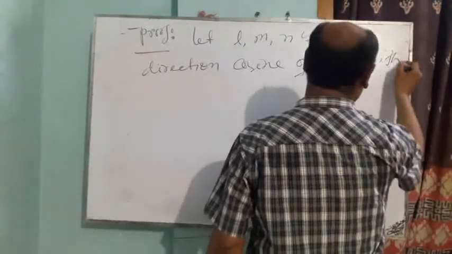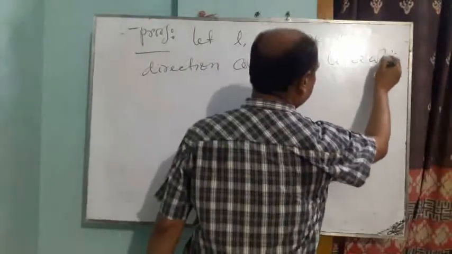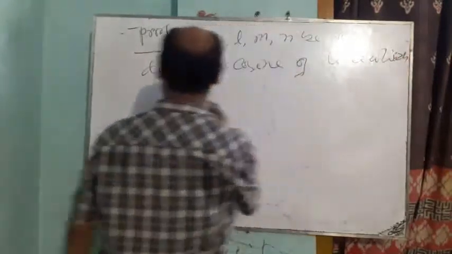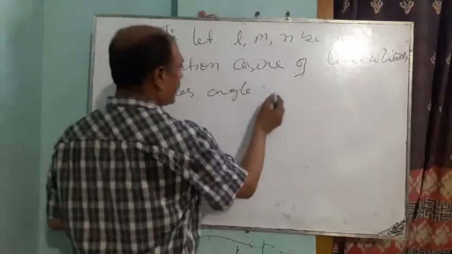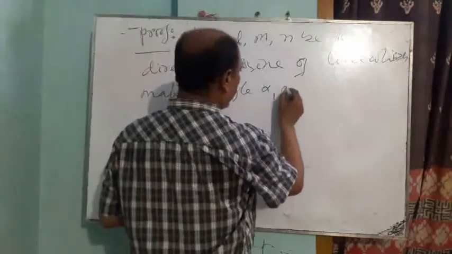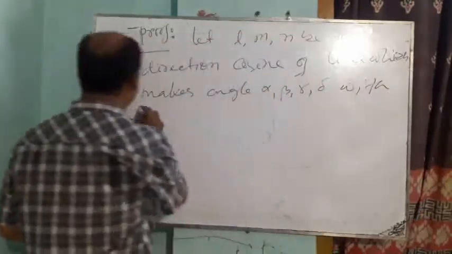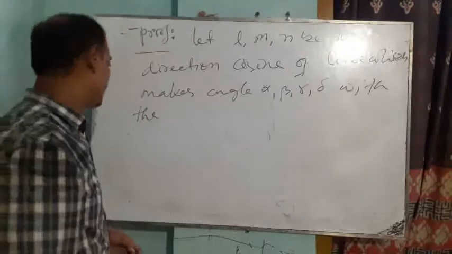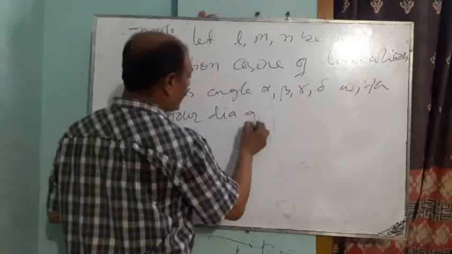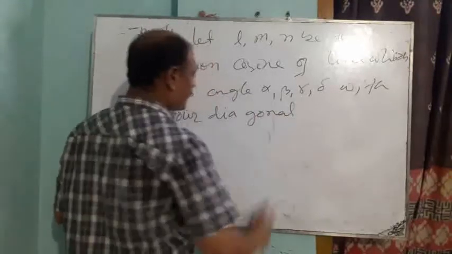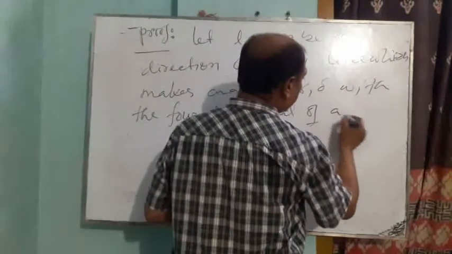Which makes angle alpha, beta, gamma, delta with the four diagonals of a cube.